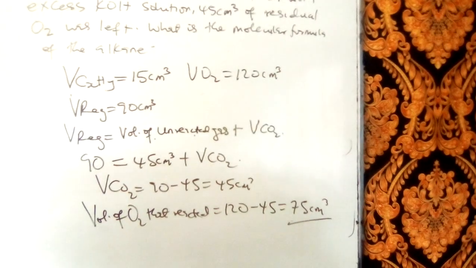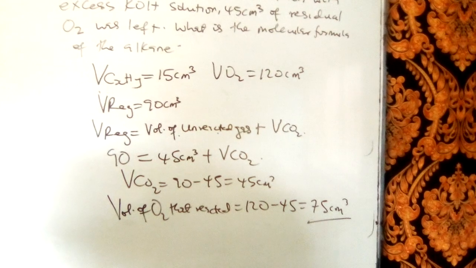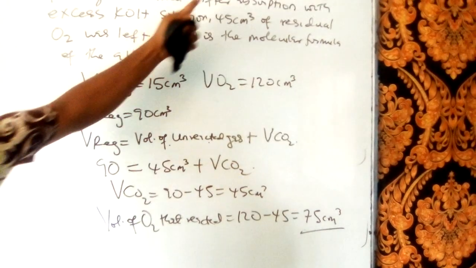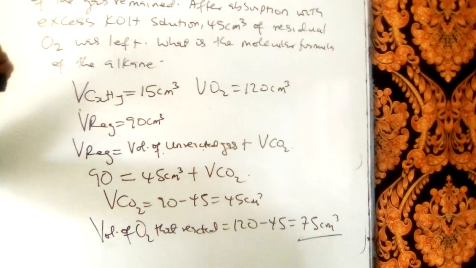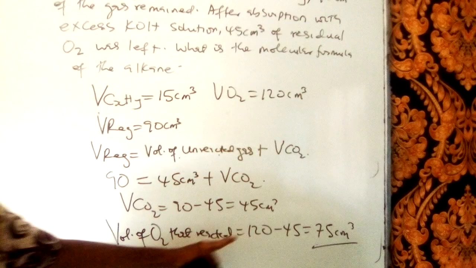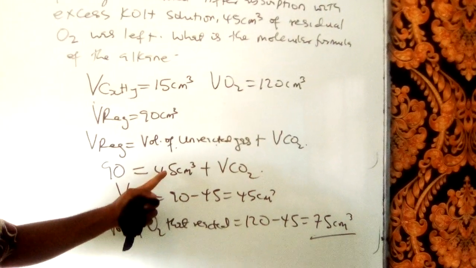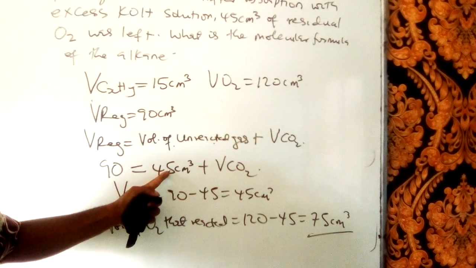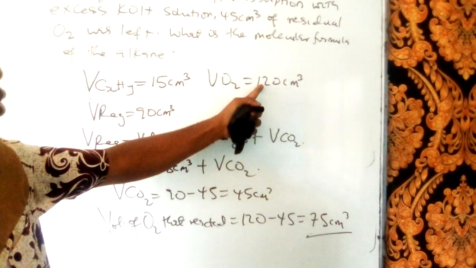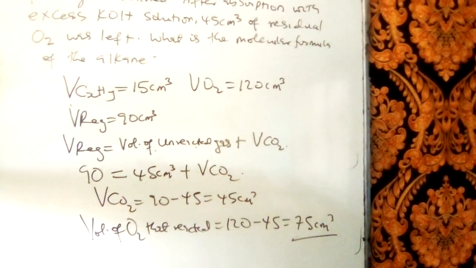We also have the volume of CO2 that was given out. We ignore steam because the mixture was cooled, so steam is not part of the gas again, it is a liquid. So the volume of oxygen that reacted is 120 take away 45, the oxygen left unreacted, giving us 75 cm³. Having obtained this, what is the next thing to do?